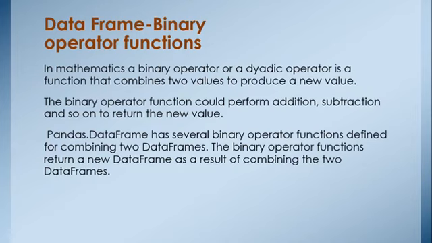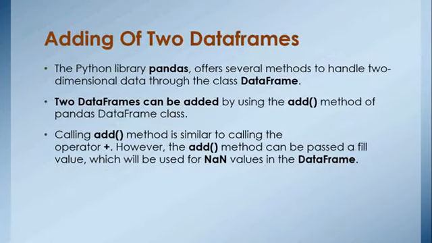Now, first we have to understand one thing: data frame has several binary operator functions. The binary operator functions always return a new data frame as a result of combining two data frames. What does it mean? First we have to create one data frame, and binary operations are always performed on two components, so we have to create two data frames. As a result, we get a new data frame.